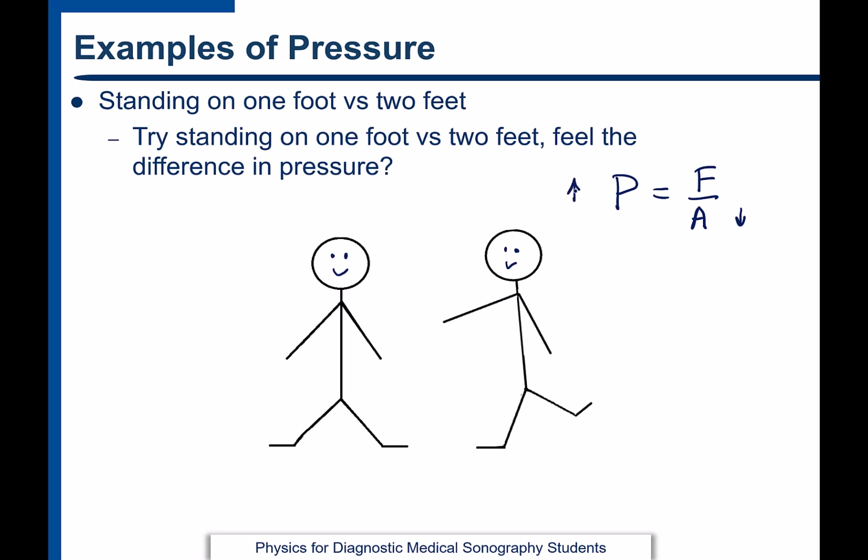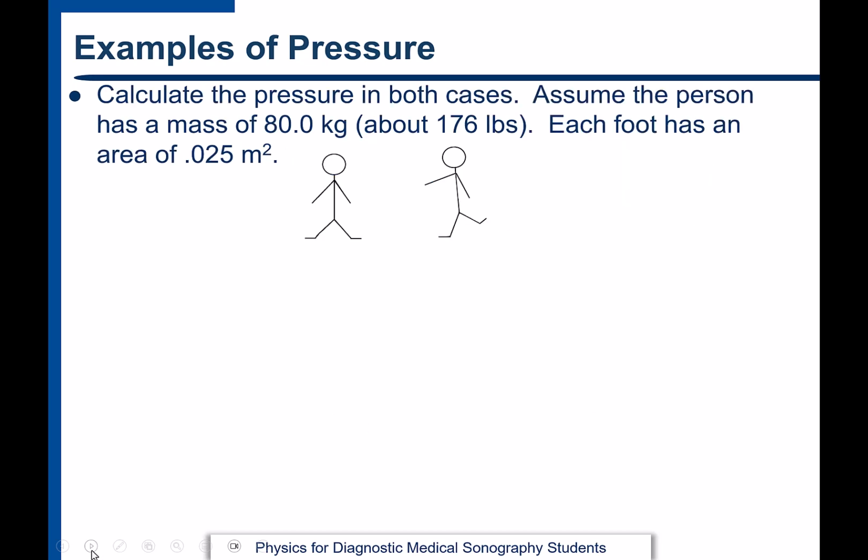Let's actually do a numerical example just to illustrate this. So let's calculate the pressure in both of those cases. We're going to assume that our person has a mass of 80 kilograms. That's about 176 pounds. And each foot has an area of 0.025 meters squared. So the first thing we have to do is figure out, what is the force acting on either 1 foot or both feet as you're standing there? And of course, that's just your weight.